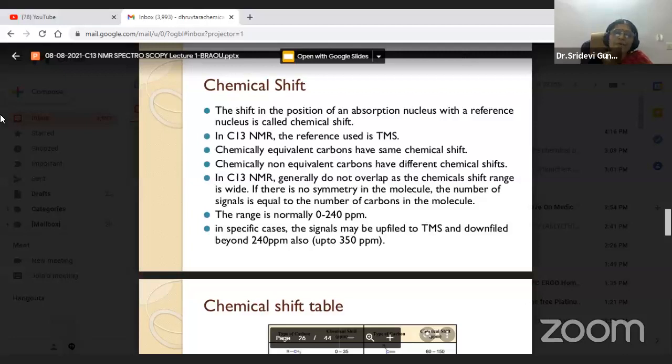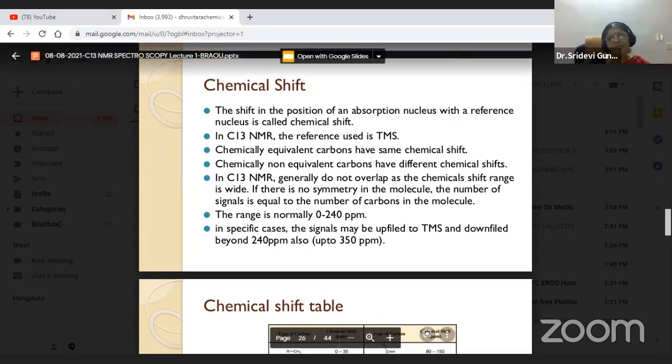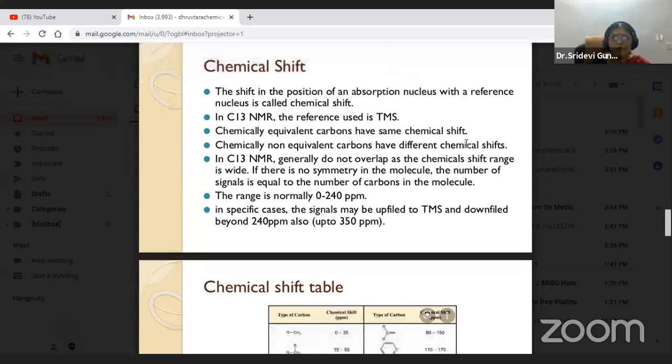In C13 NMR, these signals do not overlap because the chemical shift range is quite wide, between 0 to 240 ppm. Sometimes it may go beyond 240 ppm, more downfield than TMS, for very positive carbons like carbonyls and carbocations. They can also be upfield of 0, like carbanions and highly shielded carbons. But the normal range is 0 to 240 ppm. So chemical shift is the shift in the position of the signal from the reference signal.